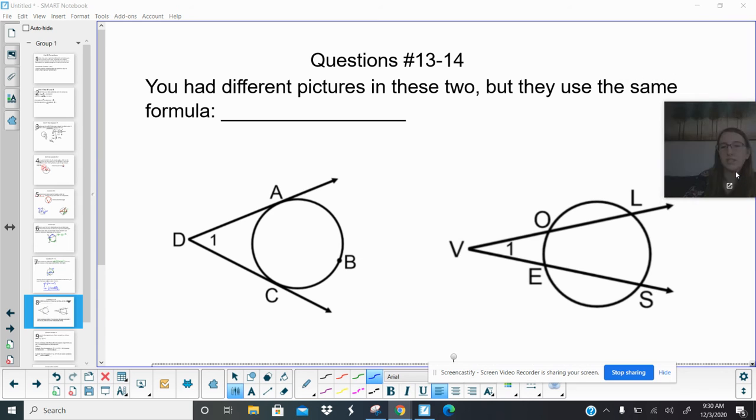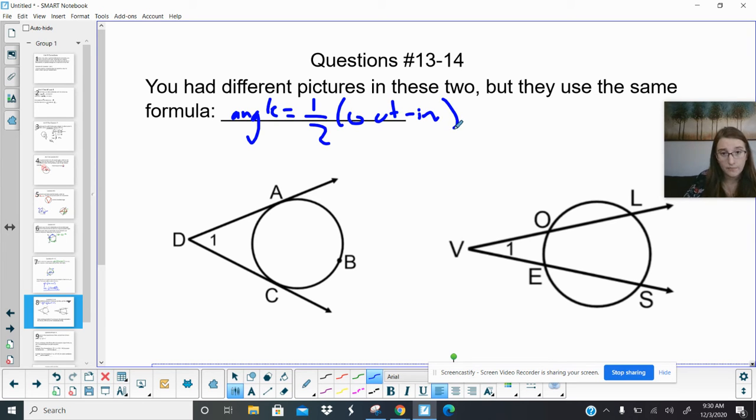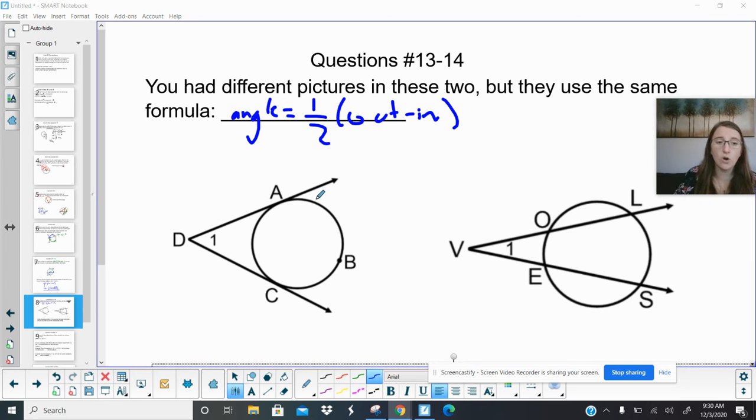So questions 13 and 14, again, are a different picture. Now, there's one more picture here that you could have possibly gotten, but it's all the same relationship. The fact that the angle is 1/2, this is almost the same, but it is the outside arc minus the inside arc. So to start with, you had to understand what I meant by outside and inside. So if my angle is right here, the outside arc is the one furthest away from the angle.